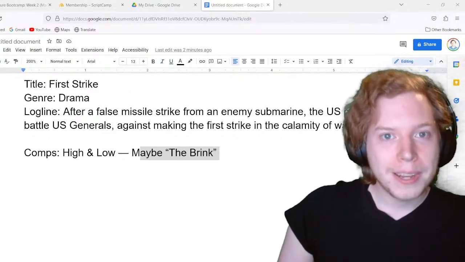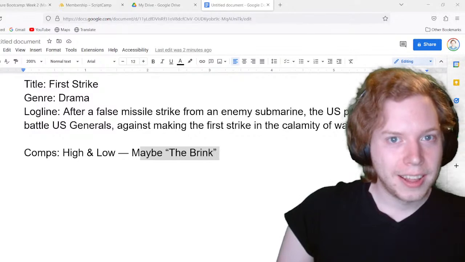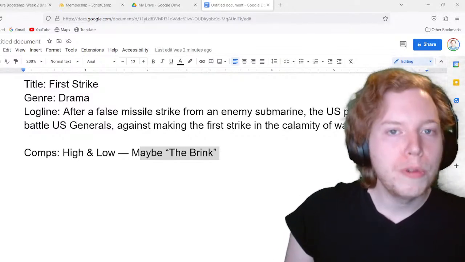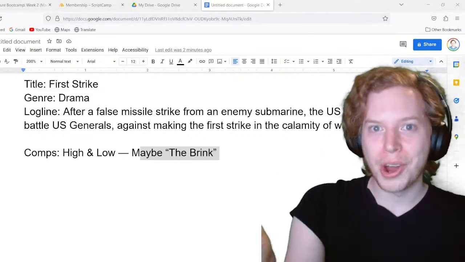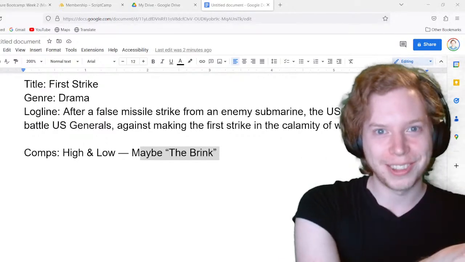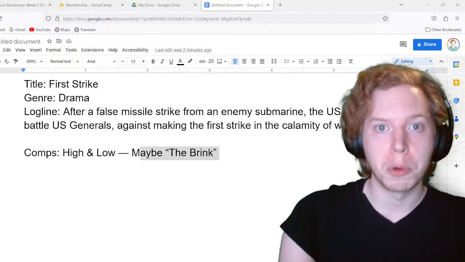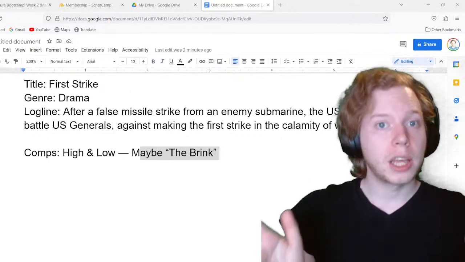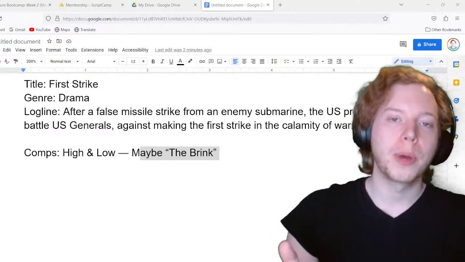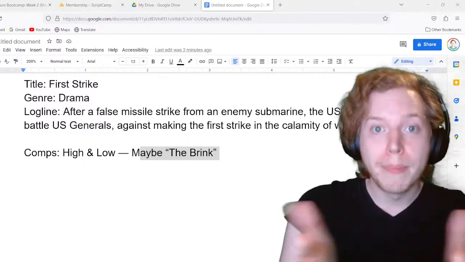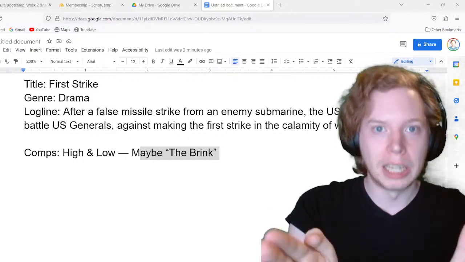Second of all, if the president has the final say, then I'm struggling to see how the whole movie can be him just telling people, no, we're not going to nuke them. We're not going to nuke them. Because the logline is sort of telling us what we're doing in the majority of the movie. So you have to be thinking, how can I frame this sentence in such a way that I'm telling us what we are doing in the long middle of this movie?